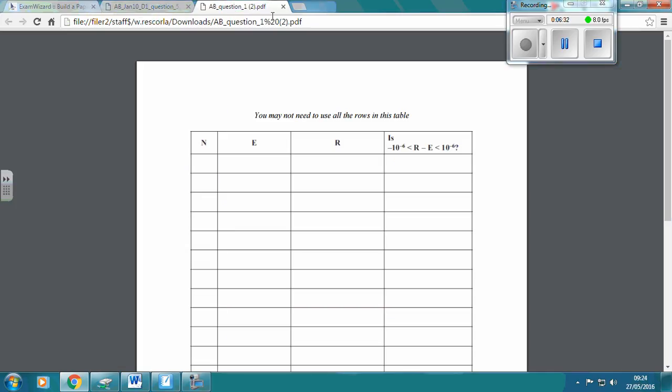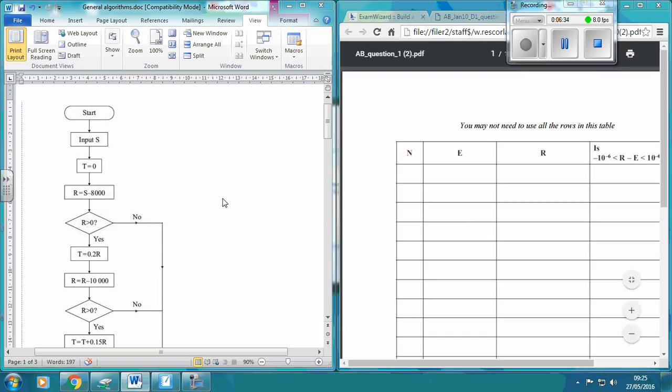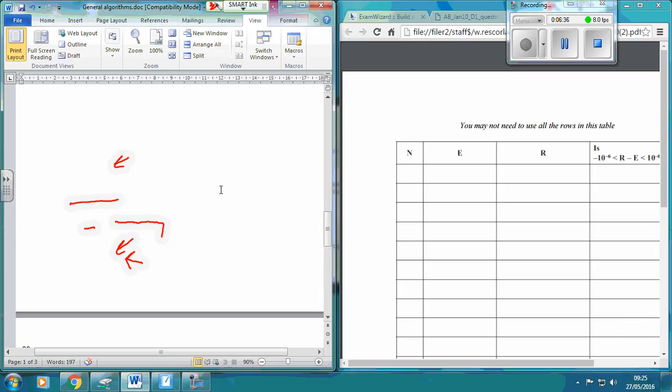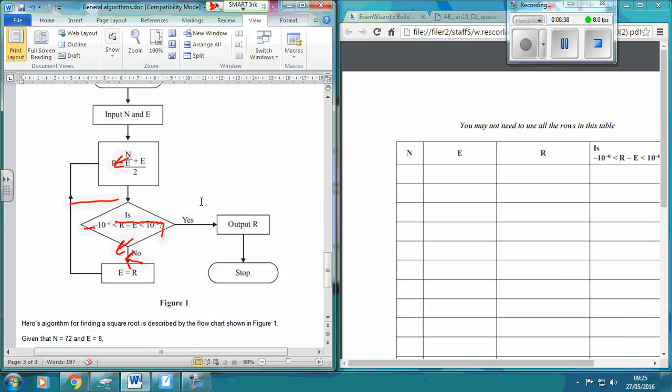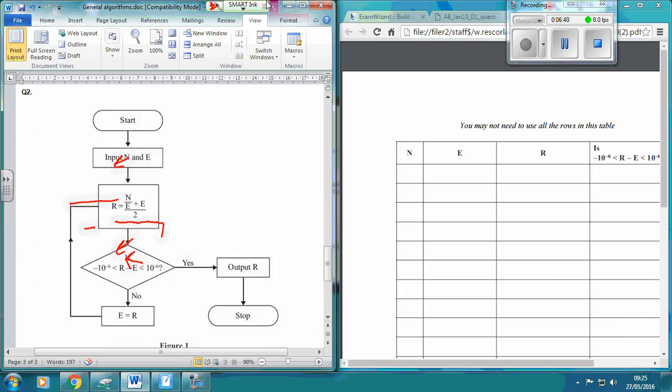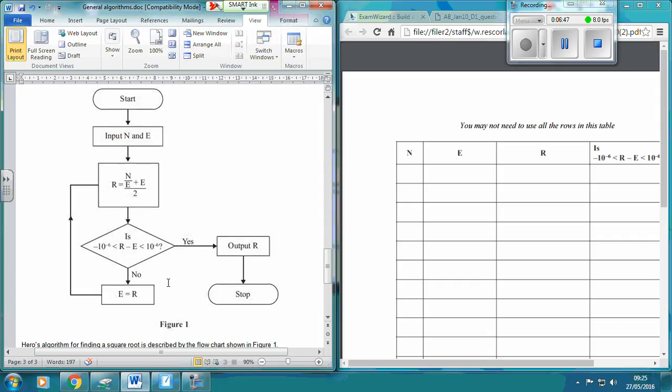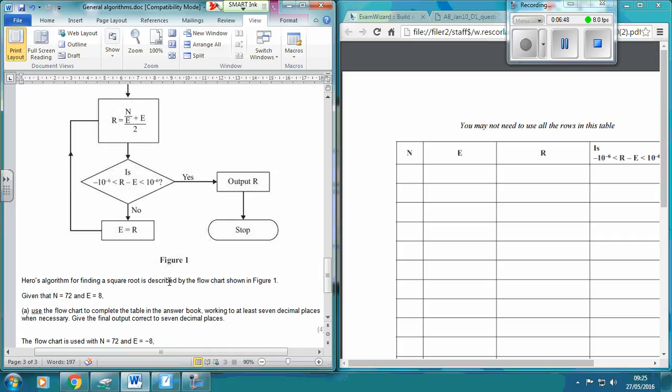Okay, so the next question that we're going to be doing is the only other flowchart question that they had. So let's get rid of the ink there. And this is our flowchart this time. So here, what an awesome name! Hero's algorithm for finding a square root is described by the flowchart in figure 1.